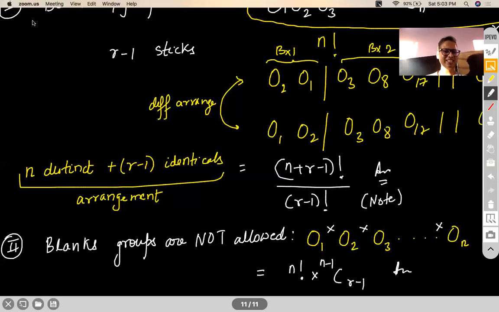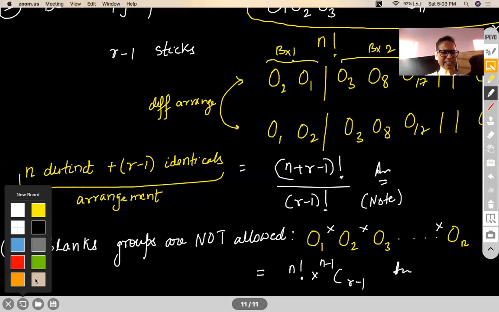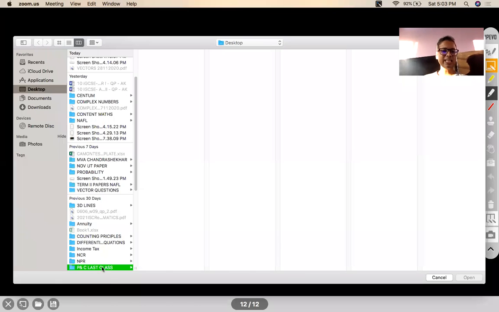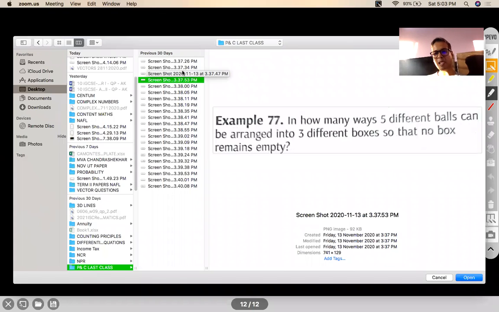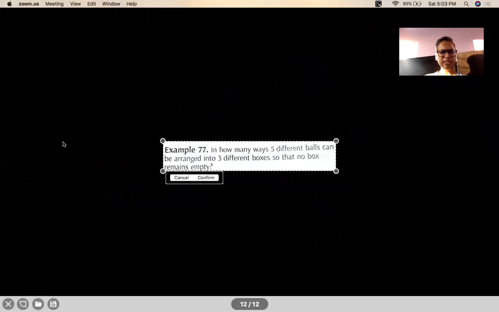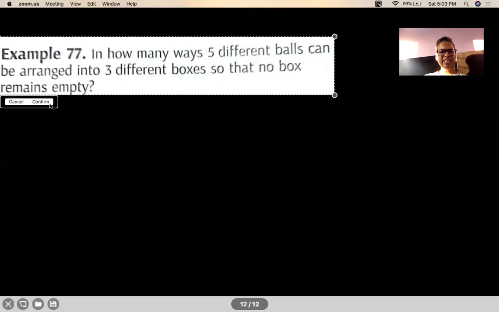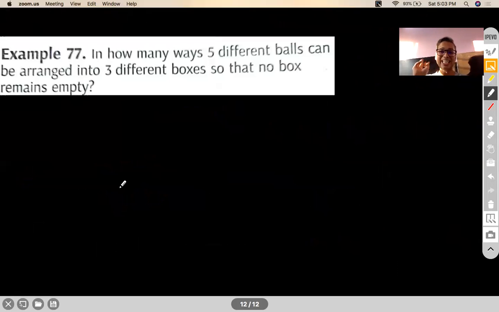Let's take some questions. Guys, this may be on a slightly complicated side, but this can be solved if you are able to think through this. All right, let's have this question. Very easy question. How many ways can 5 different balls be arranged? Now watch out for the word used in the question. Arranged into 3 different boxes so that no box remains empty.